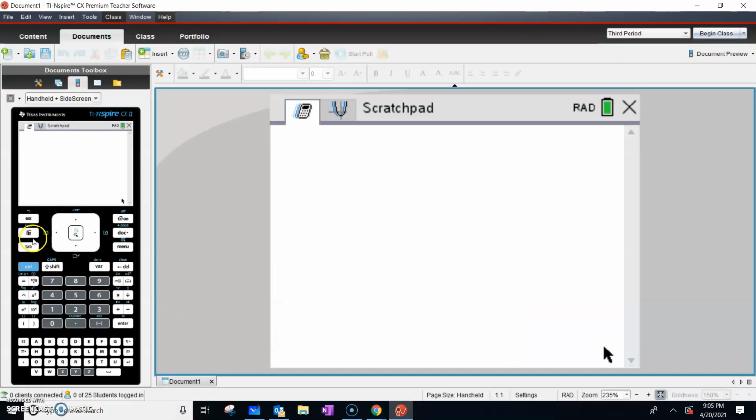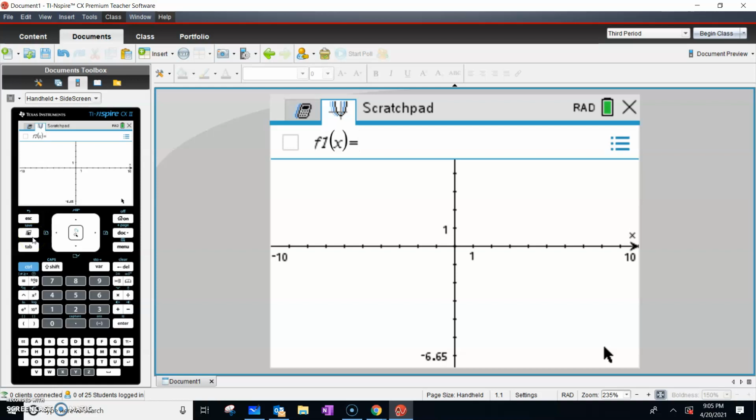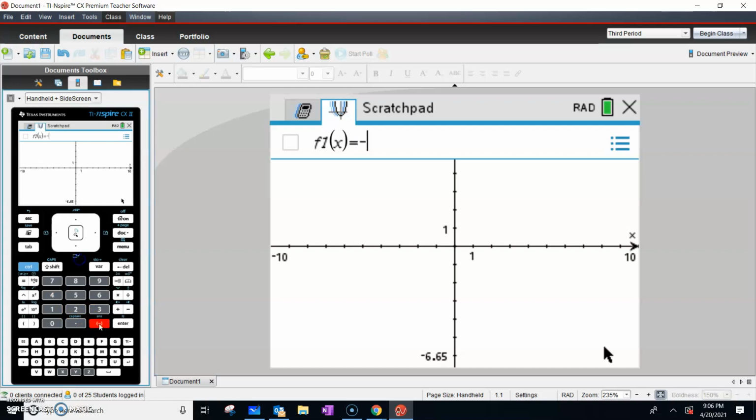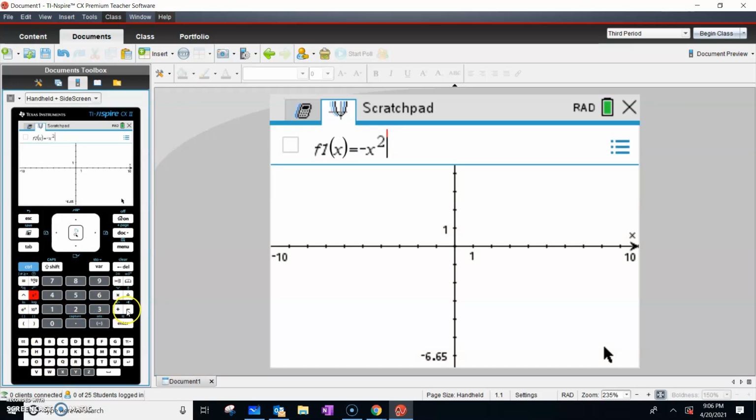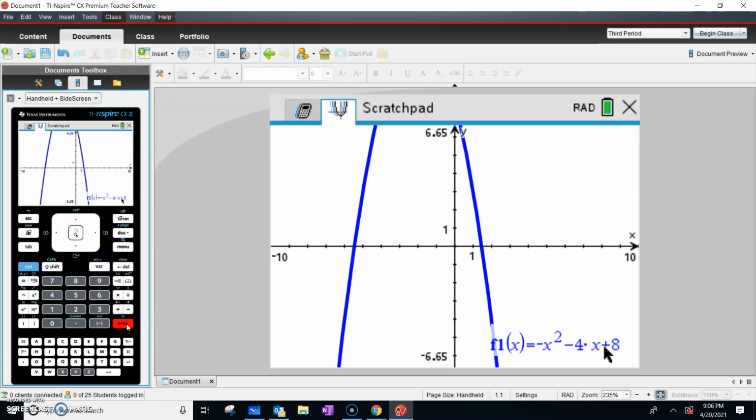Okay, so I'm going to go to my graph. Either you can add a graph or you can do it on your scratch pad. If you don't have a TI Inspire, you can also do this in Desmos. We know f of x and y are the same thing. So I'm going to type negative x squared minus 4x plus 8, and then press enter.